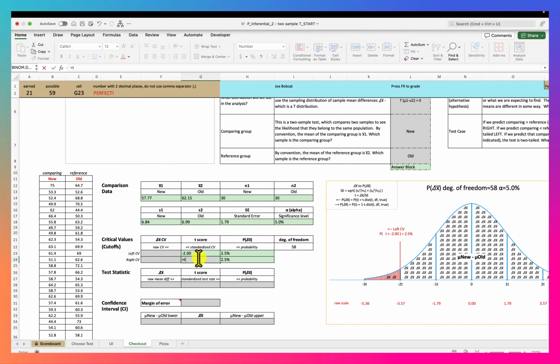Equals t dot inverse. Remember, for the right-hand side, it's 1 minus the probability, degrees of freedom, and then the critical value is just the t-score times the standard error. Same for this one. So now we've got our critical cutoffs.